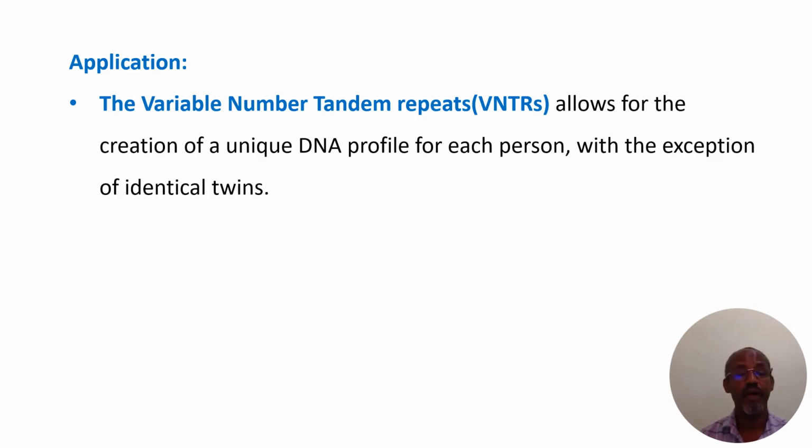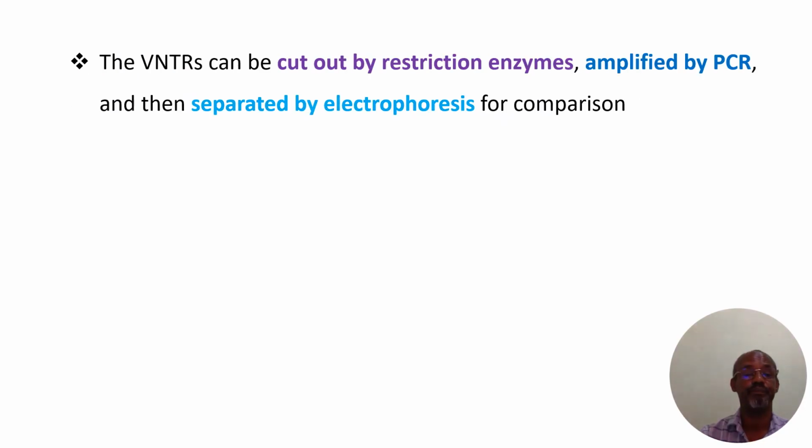Then, application. The variable number tandem repeats or short tandem repeats allow for the creation of a unique DNA profile for each person, with the exception of identical twins. Of course, identical twins, though they vary by the usual fingerprint, are different in their tandem repeats or genetic profile. The VNTRs can be cut out by restriction enzymes. Specific restriction enzymes are used. They are amplified by PCR, of course, amplification. And there is also one section where I teach you about PCR, polymerase chain reaction. You have to know polymerase chain reaction.